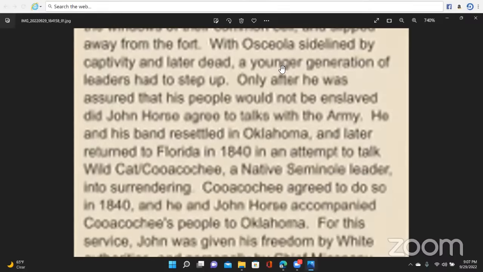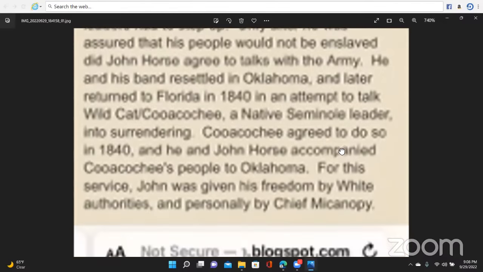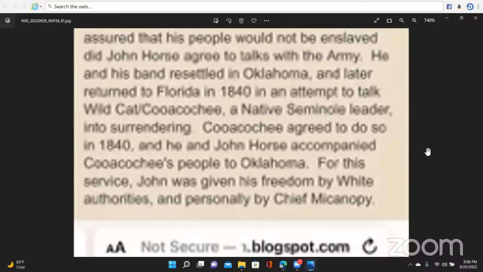Only after he was assured that his people would not be enslaved did John Horse agree to talk with the army. He and his band resettled in Oklahoma and later returned to Florida in 1840 in an attempt to talk Wildcat, or Kuakokchi, a native Seminole leader, into surrendering. That doesn't make sense. We didn't surrender. All right, but we're going to keep going.